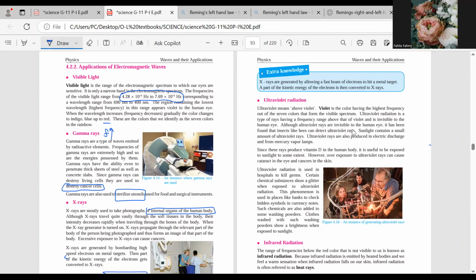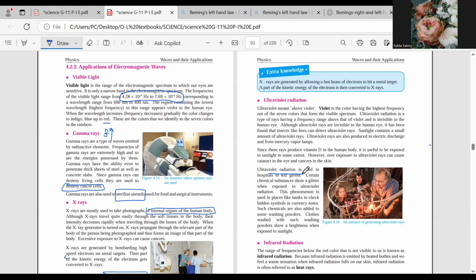Although ultraviolet rays are invisible to the human eye, it has been found that insects like bees detect the ultraviolet rays. Sunlight contains a small amount of ultraviolet rays. So when that falls on our body, vitamin D is synthesized, right? Since these rays produce vitamin D in the human body, it is useful to expose it, but overexposure can be harmful, right? So what do we use ultraviolet rays for?